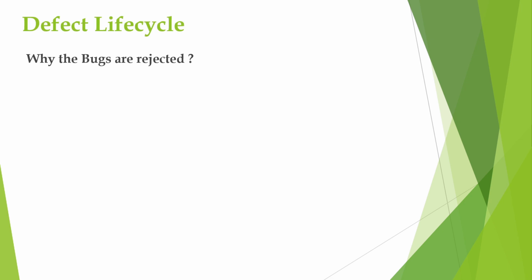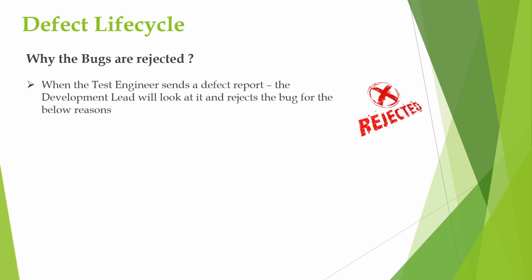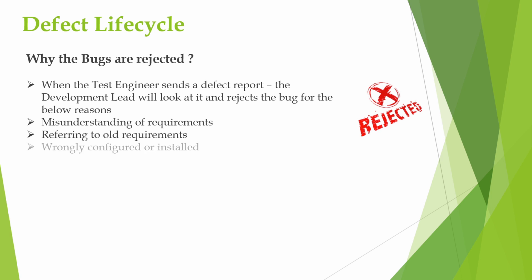Good day to everyone. In this video, we'll see why the development team will reject a bug. If the development team feels that the defect is not a genuine defect, and they mark the status as rejected, the cause of the rejection may be for many reasons. The testing team may have misunderstood the requirement and thought there is a defect in that application, so they reported back to the development team that there is a bug. At this point, the development team will reject the defect report or the bug report.